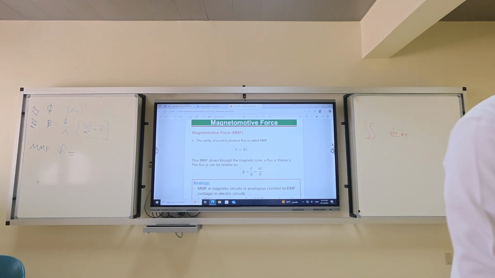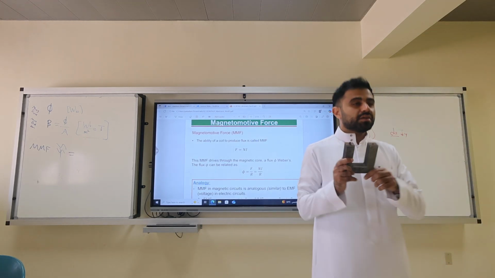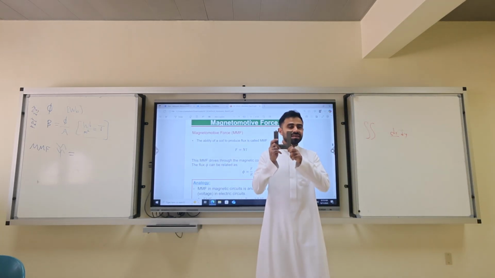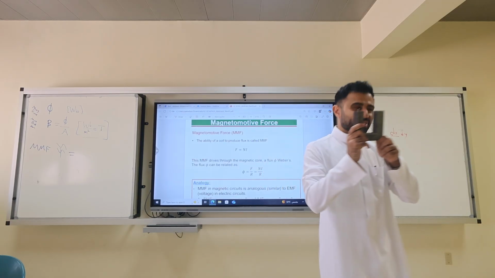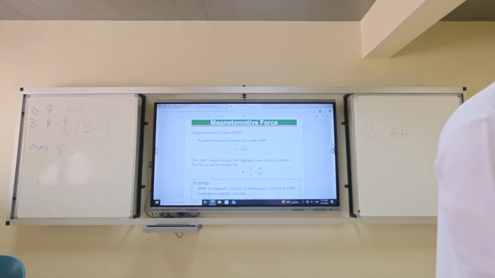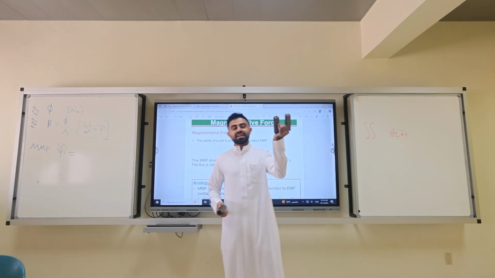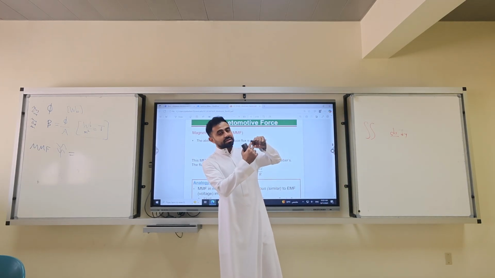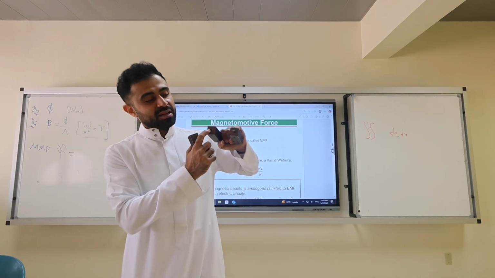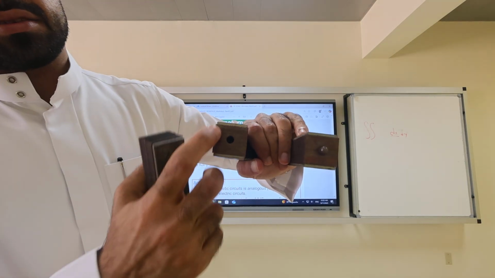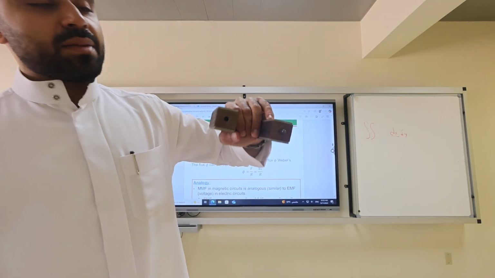So I brought stuff. What is this? Is it a magnet? Wrong. No. Life is not rosy like that. No. This is steel. So if you look at this steel, you see it's laminated. Okay? It is what? Laminated, layers.